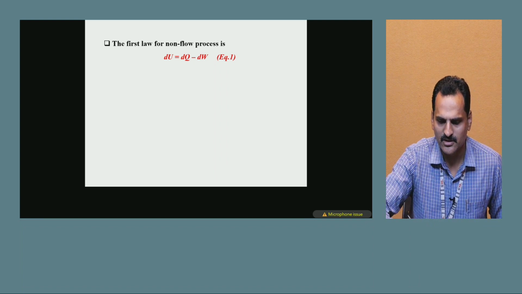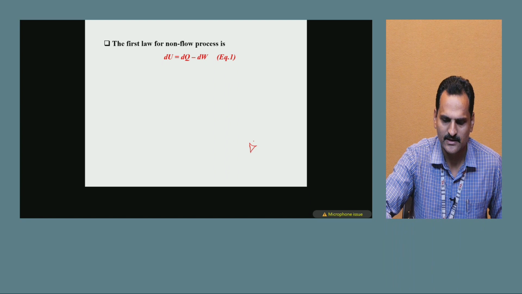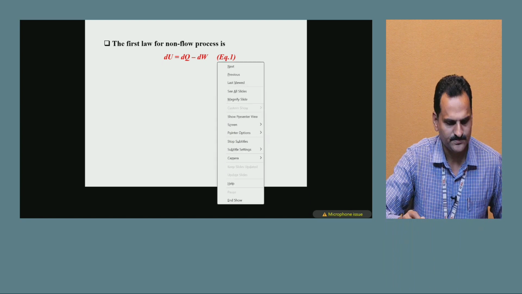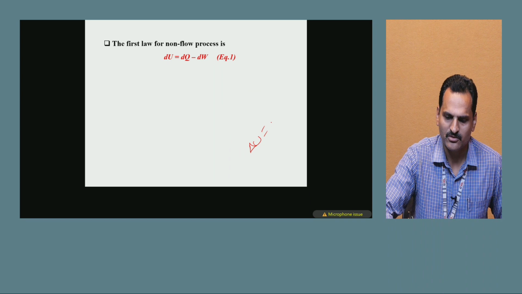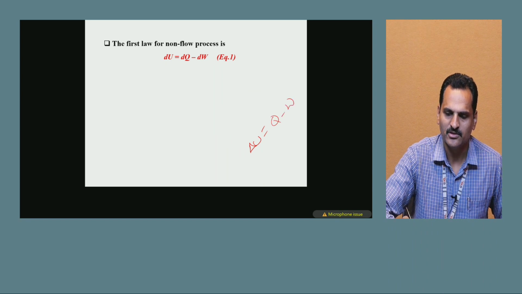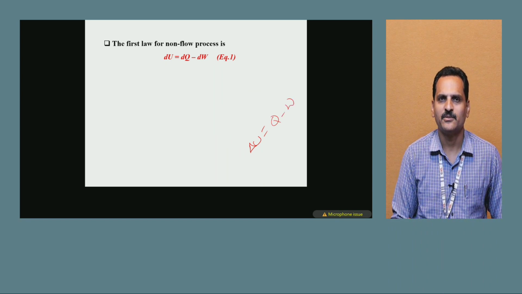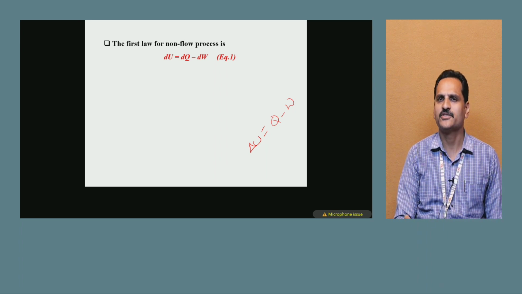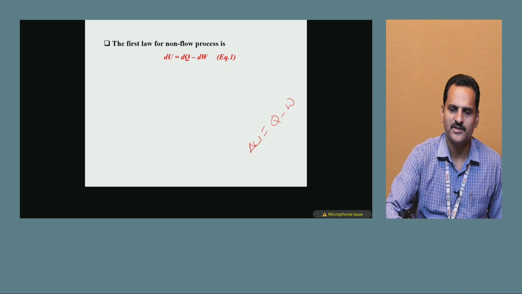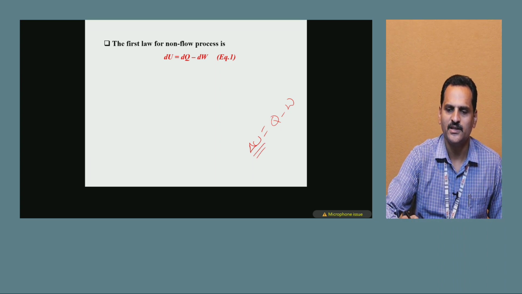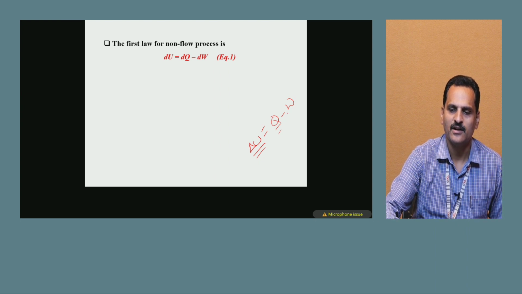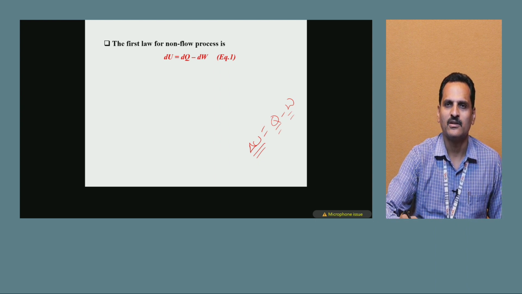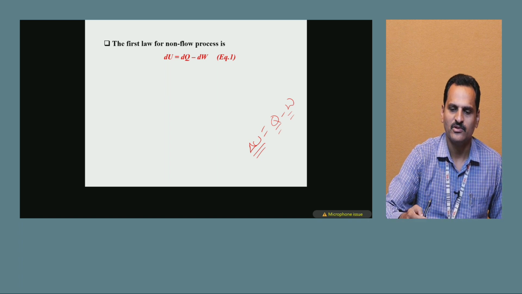In the previous class we discussed that delta U is equal to Q minus W. This is the simple mathematical statement of the first law of thermodynamics. Delta U represents the change in the internal energy, Q is the amount of heat energy supplied to the system, and W is the amount of work done by the system. This was discussed in the previous session.